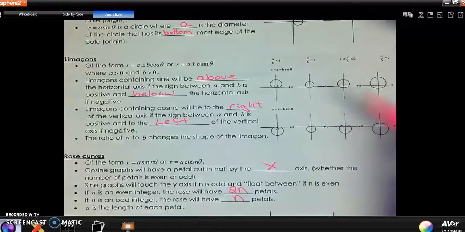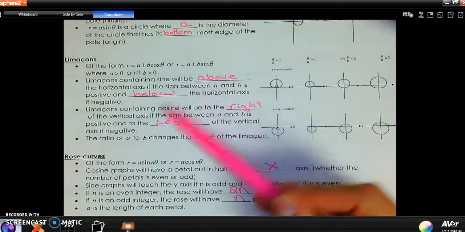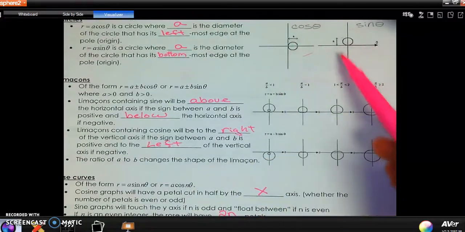So you can play around on your calculator and see. And so with sines, you're thinking, again, above and below, just like up on this example, the sine was above, or it could have been below.